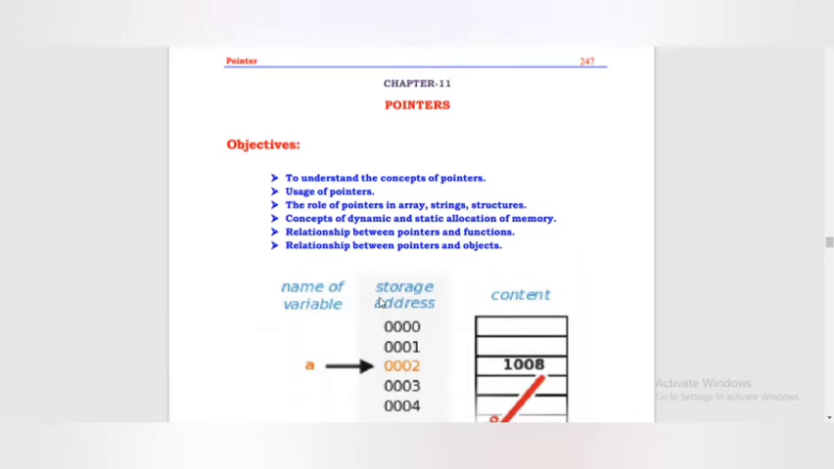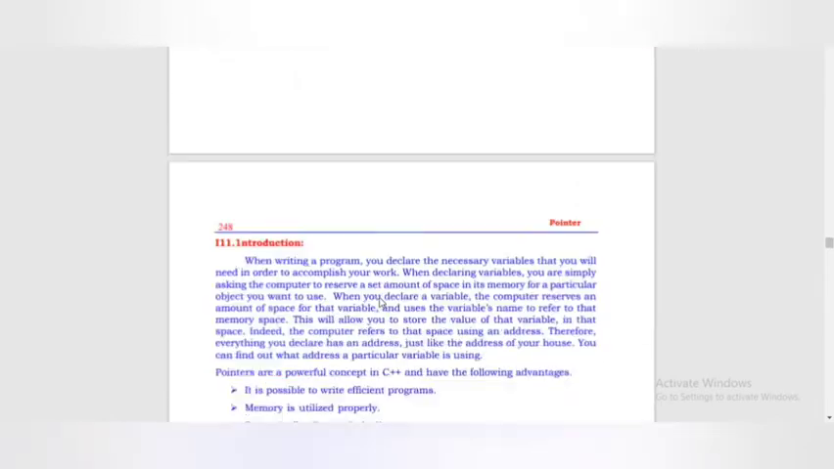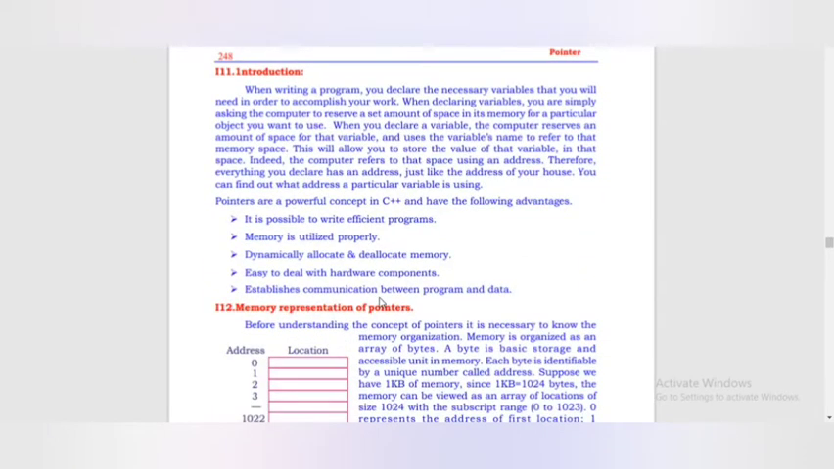While declaring the necessary variables, you declare what you will need in order to accomplish your work. For example, now I want to find the sum of two values, so sum equals a plus b. Then I have to declare a and b and another variable called sum. When I declare a and b, it is going to allocate some memory, right? So by making use of the address of that variable, we can find out the data.